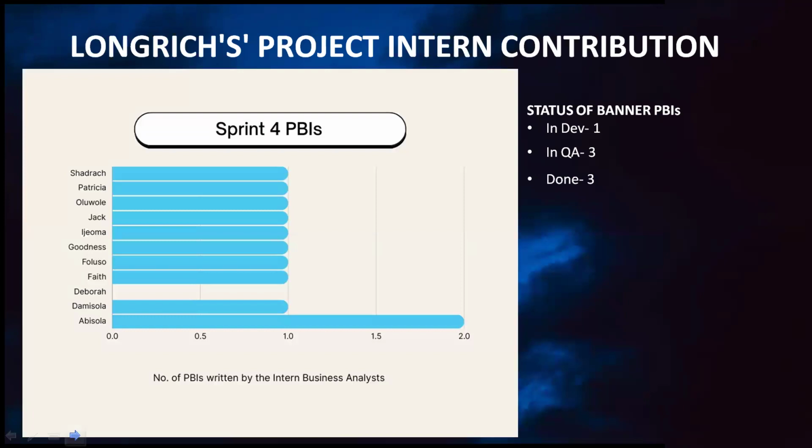So this graph shows the number of PBIs each of the BAs wrote. Unfortunately, Deborah was indisposed and Abisola had to write 2 because of that. We were able to commit 22 PBIs during the sprint planning. Under the direction of the PO, we were only able to do 7 PBIs, which were under the banner, because we had to share the URL with Team Agile. The status of the banner PBIs: 1 PBI in dev, 3 in QA, and 3 done.